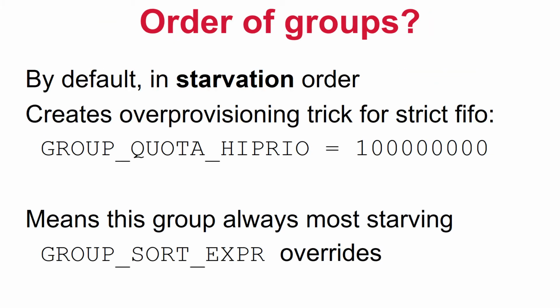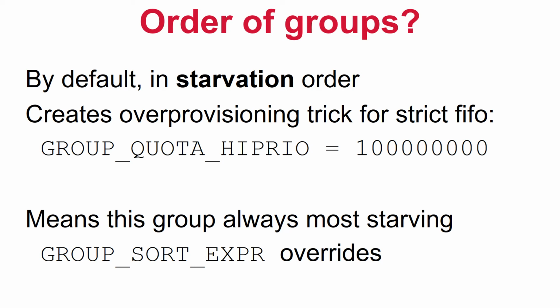The order that groups are negotiated for can make a big difference when there are a few machines that are highly sought after. By default, the groups are negotiated for in starvation order. That is, the group that is furthest away from its quota goes first. But sometimes you want groups to have a strict first in, first out, or FIFO, order. That is, you want one group to be able to get all of the pool, provided it has enough jobs, and only when there are leftover slots do you want the next group to go.